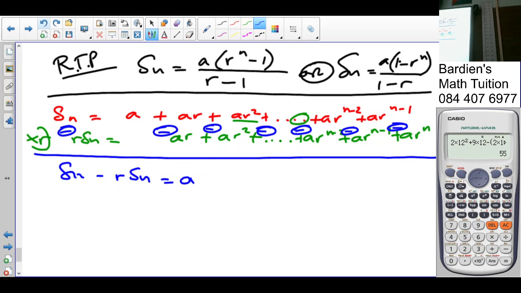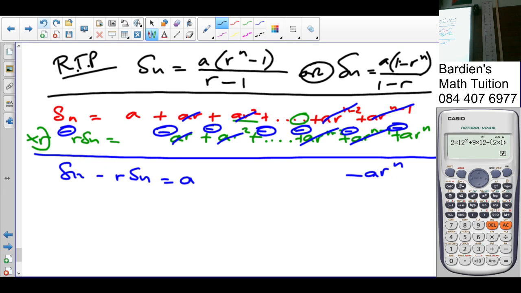What is ar minus ar? 0. What is ar squared minus ar squared? 0. What is ar^(n-2) minus ar^(n-2)? Cancel. What is a times r to the n minus 1? Cancel. So what are we left with? Plus or minus? Negative ar^n, not so?